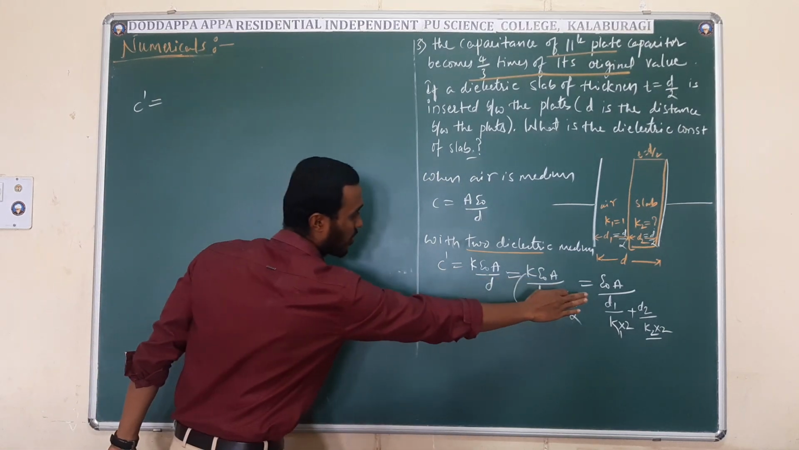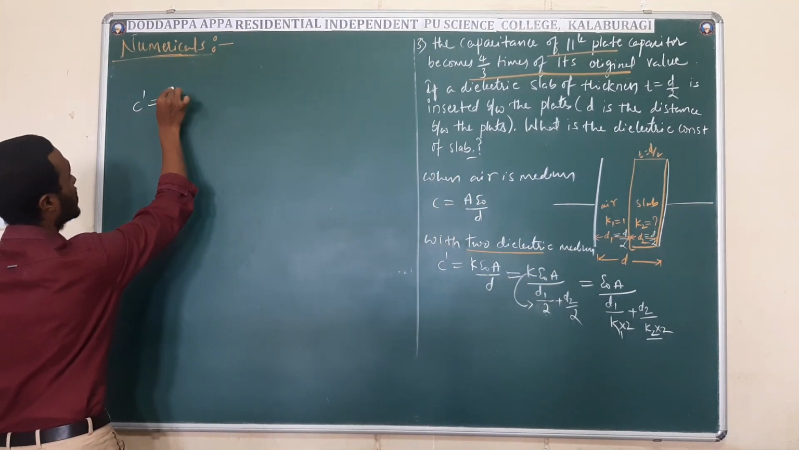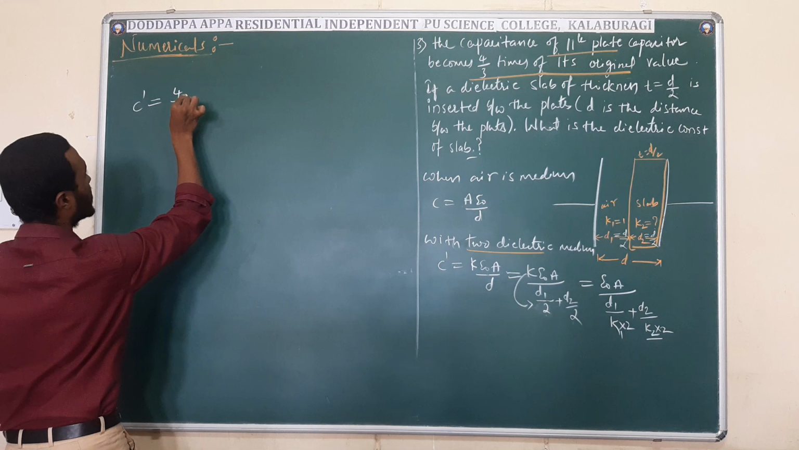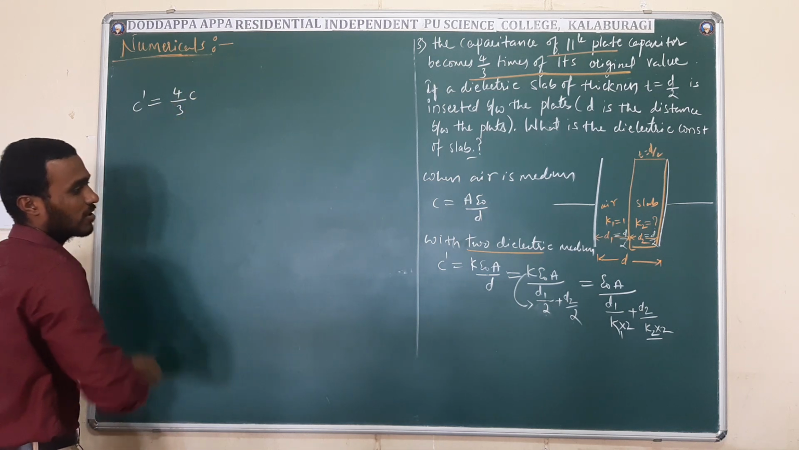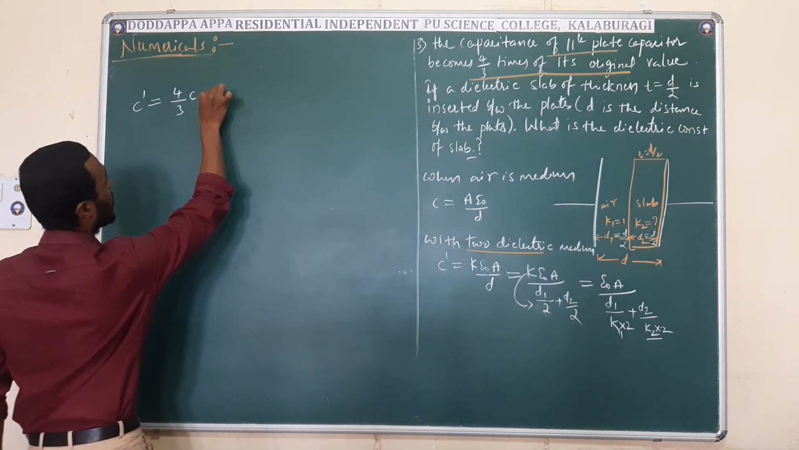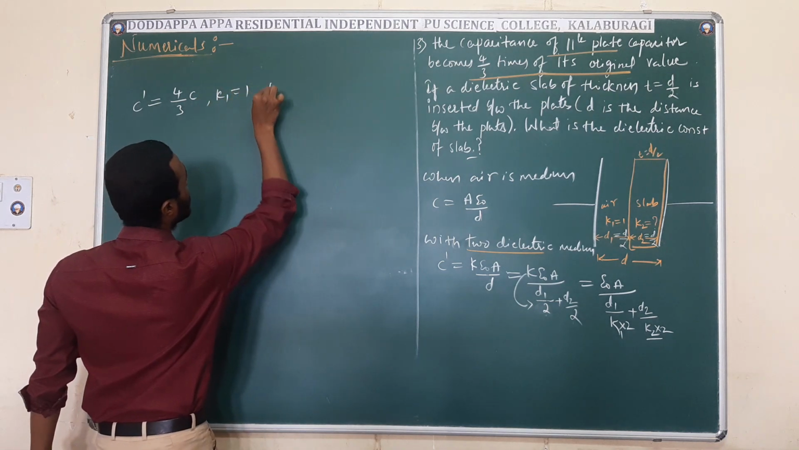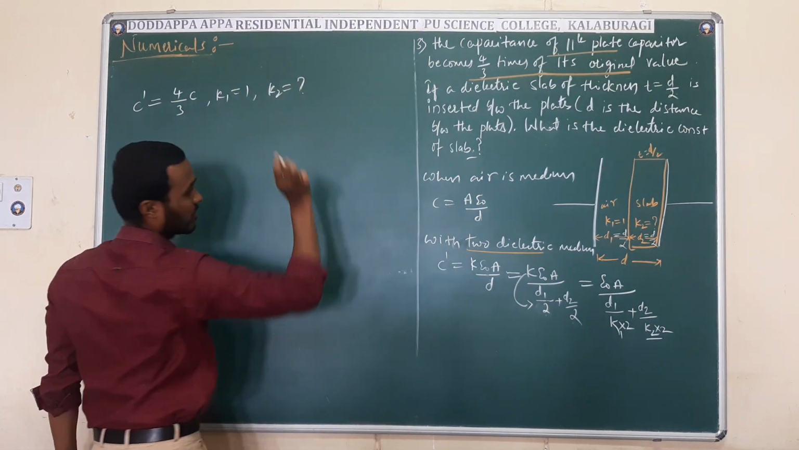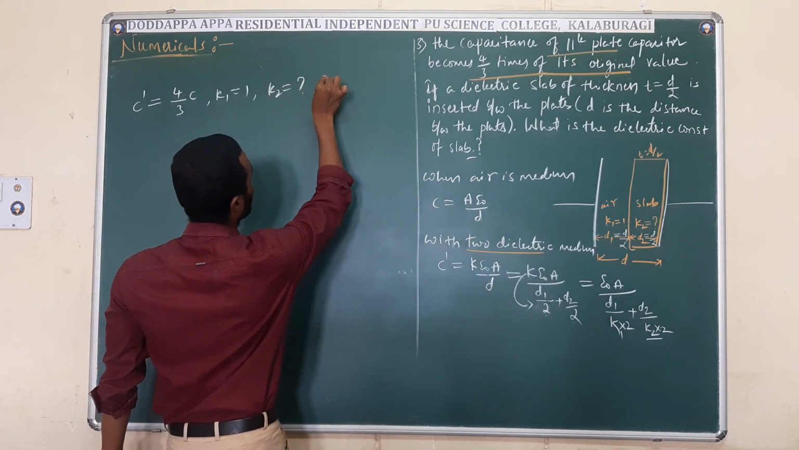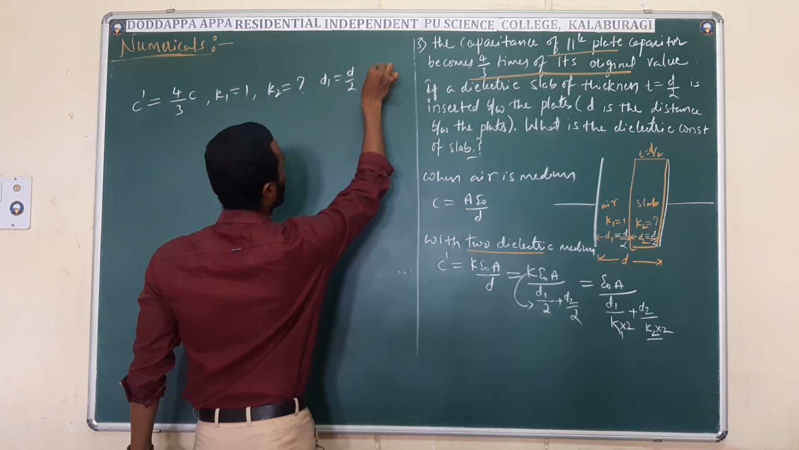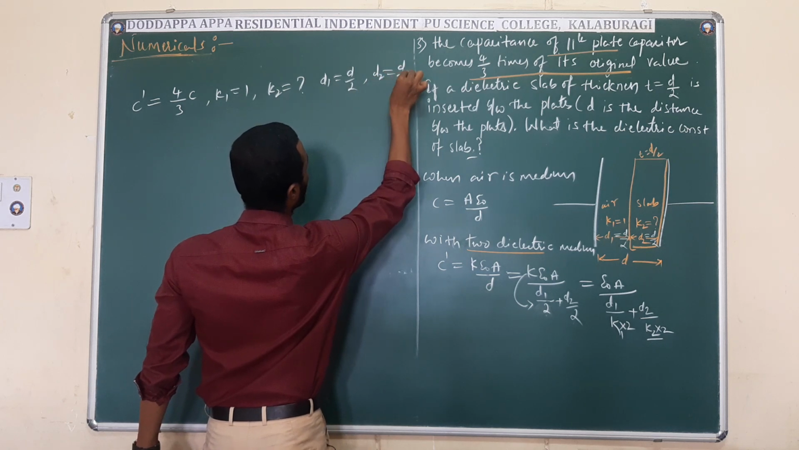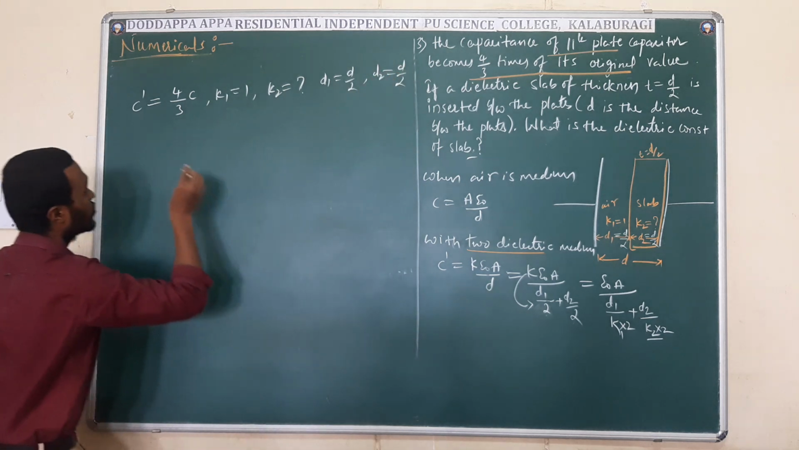This is our formula, and I am writing the given data here. C dash is equal to 4 by 3 times of original. Original means C. K1 is equal to 1, K2 is equal to question mark. D1 is equal to D by 2, already we have written here, and D2 is equal to D by 2 only. Let us substitute.